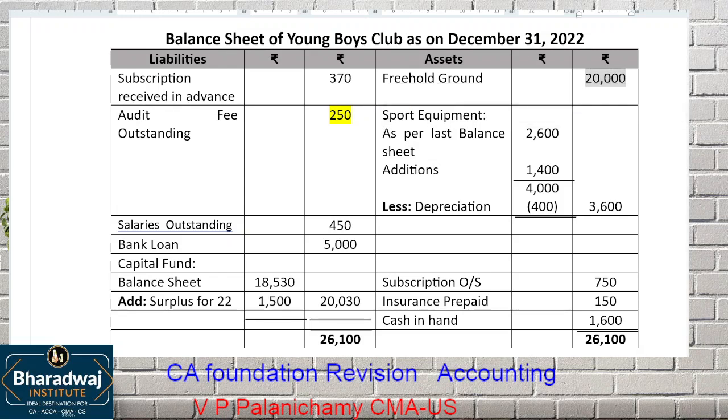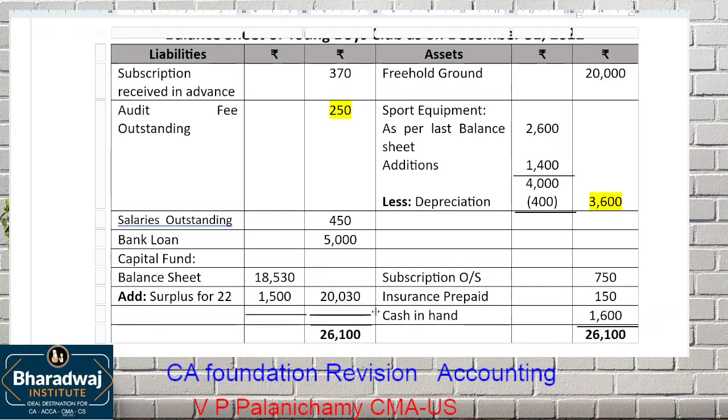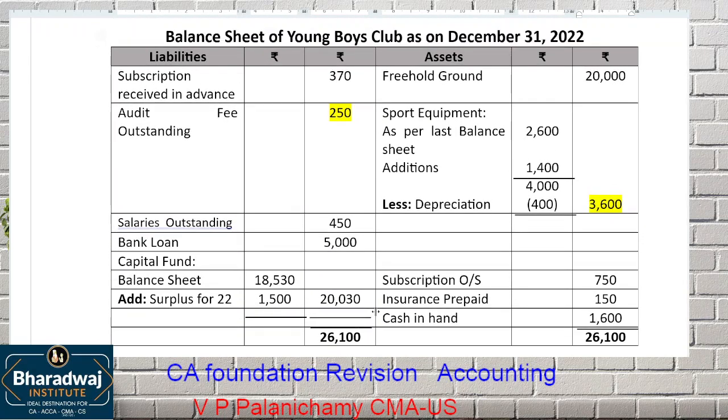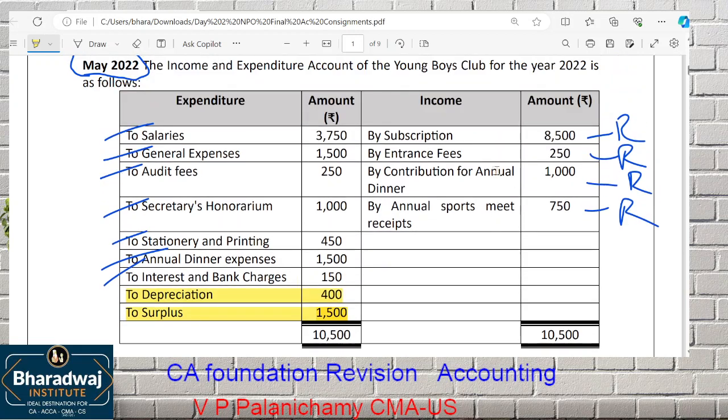Ground 20,000. Sports equipment plus purchase minus depreciation will give us what? Closing balance. Instead, we can take the direct figure 3,600 here. Then subscription outstanding and current year insurance prepaid and closing cash in hand. You will get 26,100. For the entrance fee, can we add it to capital fund? Entrance fees has been already charged, taken to which account? Income and expenditure account. They have taken it as a receipt. So no need to add it with capital fund again.